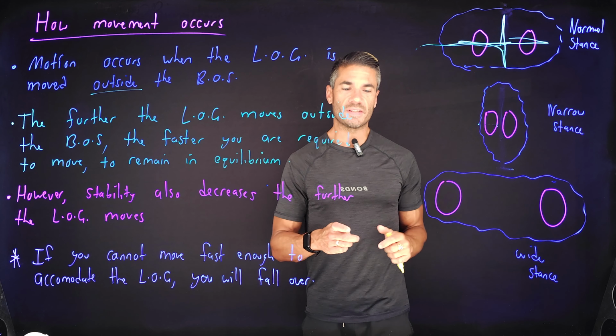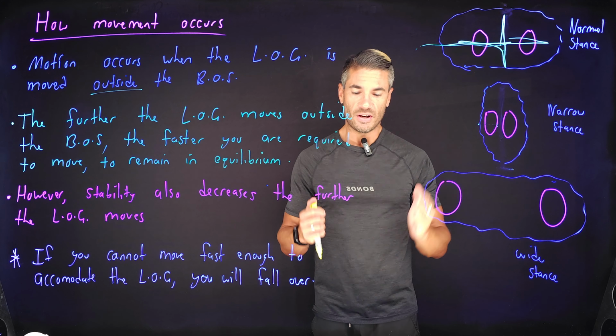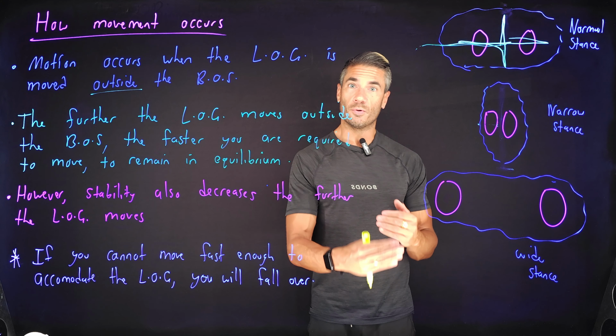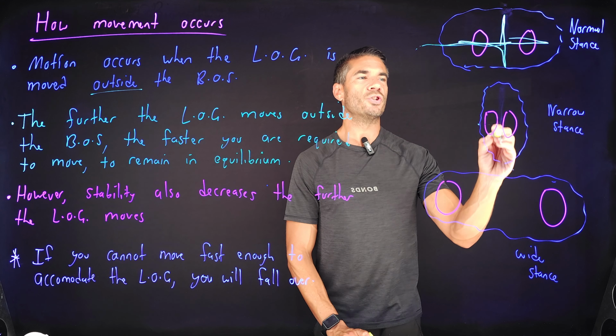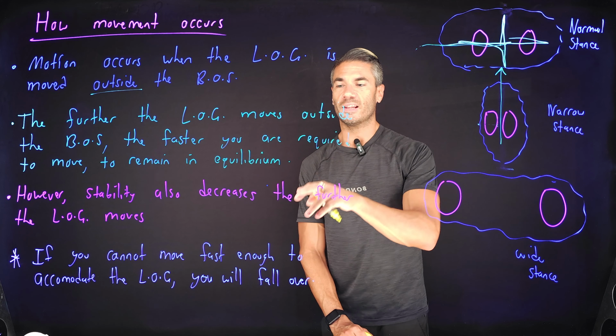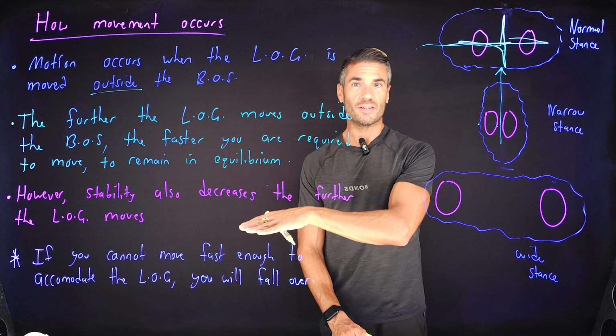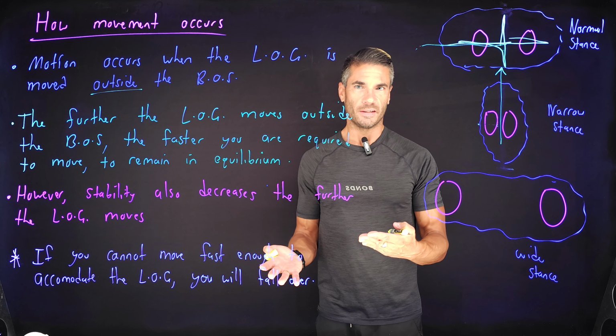Right, so sprinters and hurdlers and all the people that want to move fast in one direction have a narrow stance because it increases their base of support forwards and backwards. And what that means is that they're able to push their line of gravity out further in front of them with less effect on their stability, which means they can move faster for the same amount of stability.